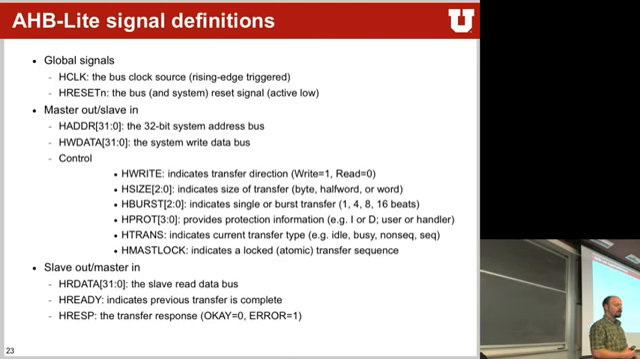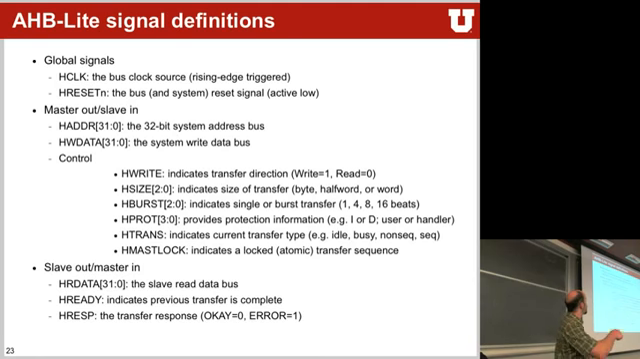So what are the different signal definitions? The most important ones are HCLK and HRESET. HCLK is the bus clock that basically tells us how fast things are going. The reset is a reset signal to the bus that would reset all the peripherals that are sitting on the bus itself. So if something goes wrong, you can hit the reset line.